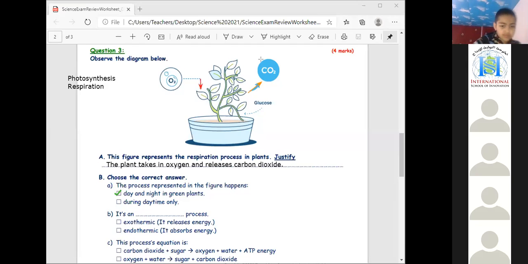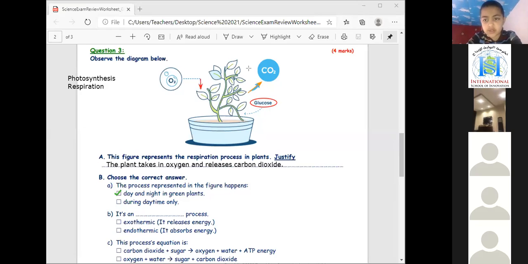Let me explain a little bit. What do plants make by photosynthesis? They make sugar, glucose. They produce food. And then plants use oxygen with this glucose. They put them together. What do they make? They make ATP energy, plus water and carbon dioxide.